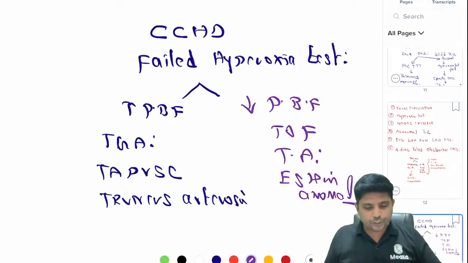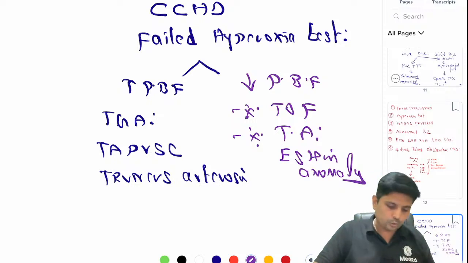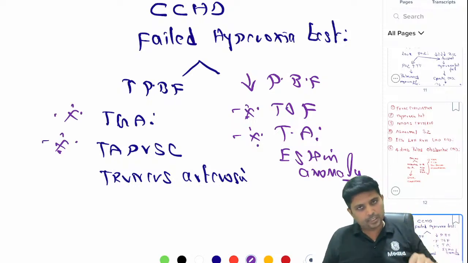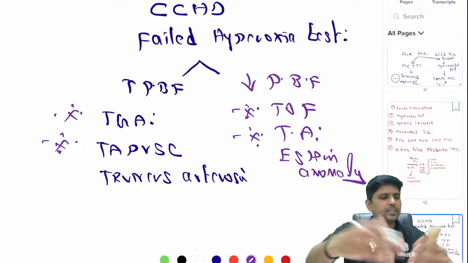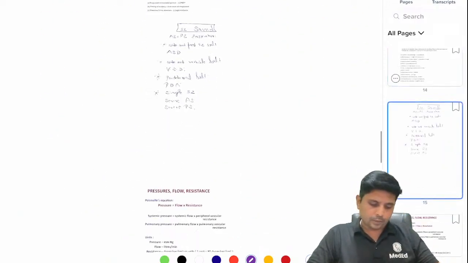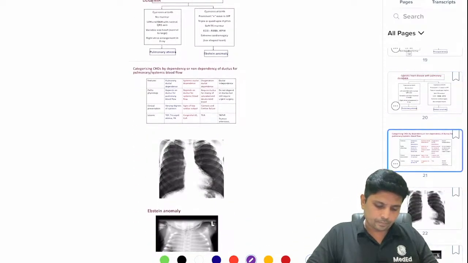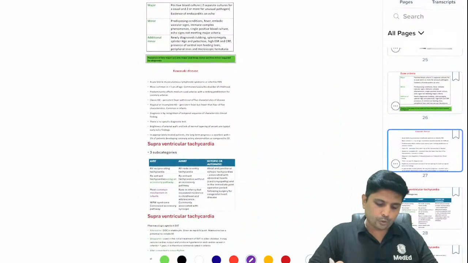What are the main short notes? Tetralogy of Fallot is a short note. Tricuspid atresia is an MCQ, not a short note. TGA and total anomalous pulmonary venous connection, these are the things they will ask you. I don't think you will get questions on truncus arteriosus. Ebstein's anomaly, you know what it is. Let me teach you one by one.